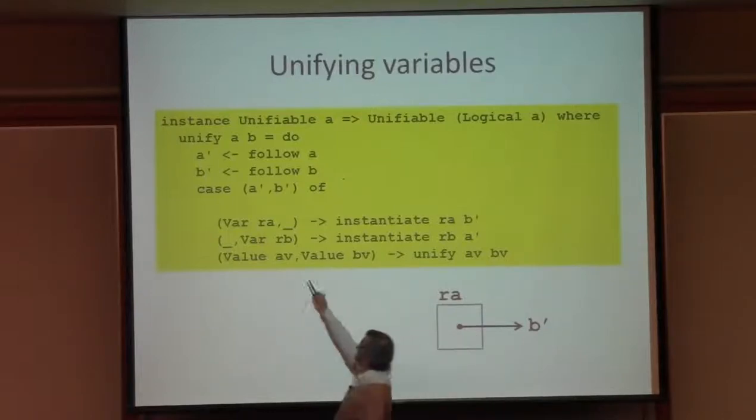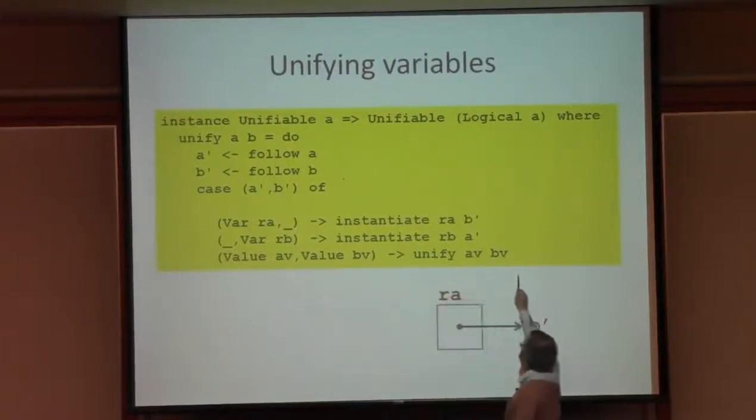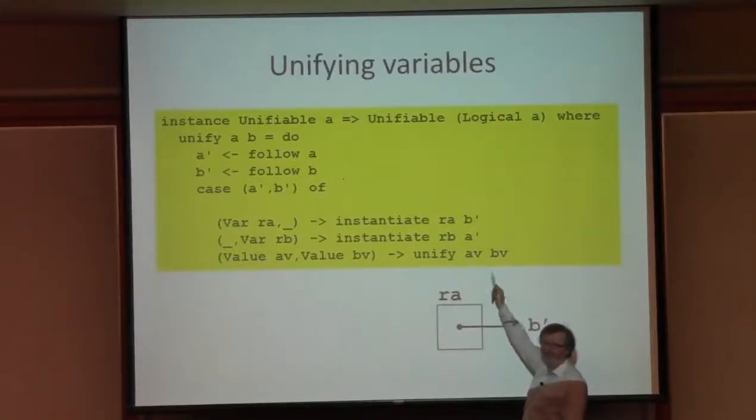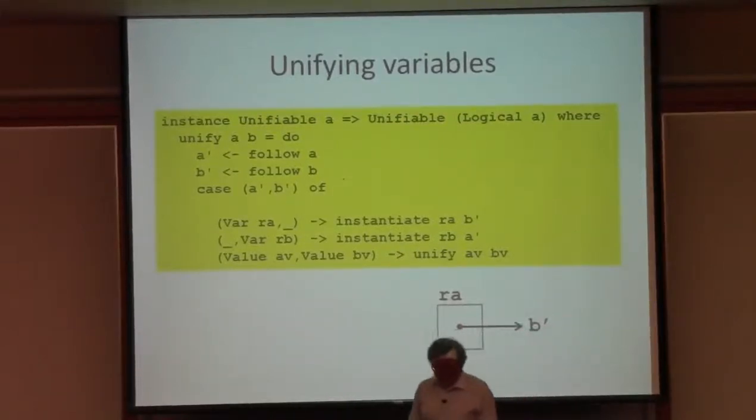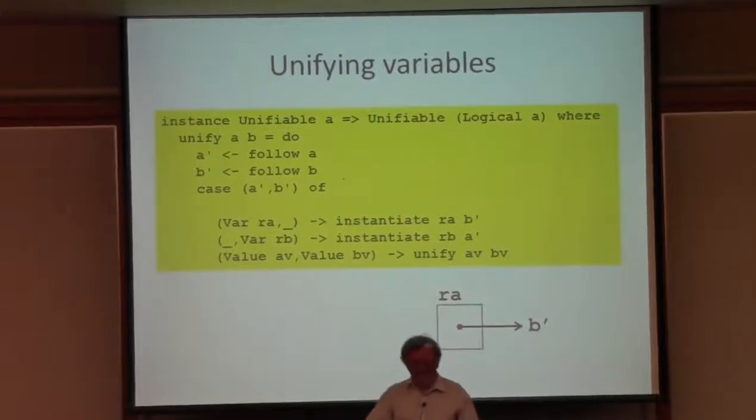If they're both values already, then we can recursively unify those values. So if they're integer values, this will check that they're equal. If they recursively contain variables, then we may do more unification. You might guess from the gap on the slide that there's a case missing here. Anybody have an idea what that might be?